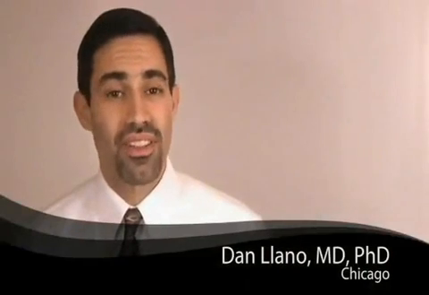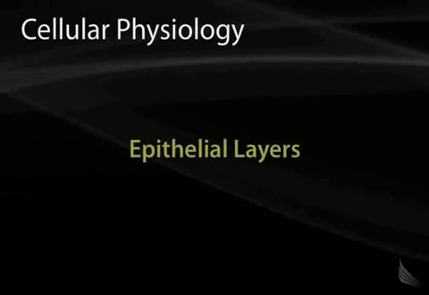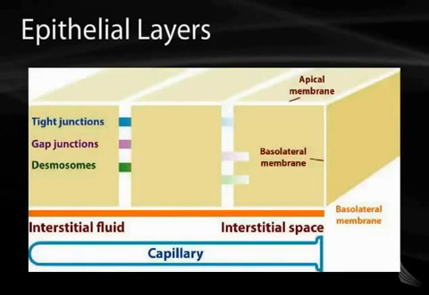In the next section, we'll be discussing the physiology of epithelial cell layers. In this section, we'll discuss epithelial layers. Epithelial layers are layers of cells that line body cavities. They essentially function to separate the external world from the internal world.